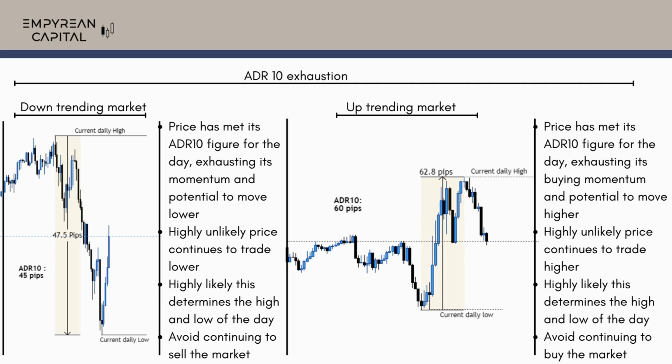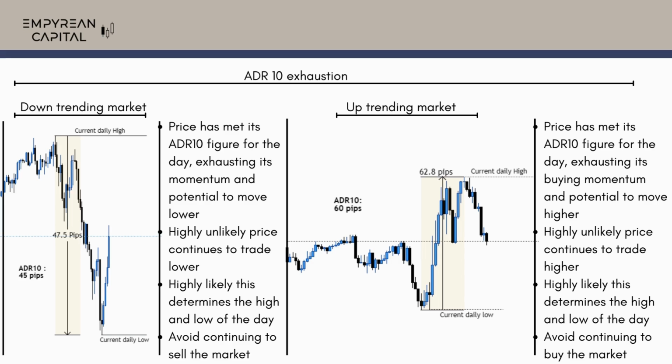Now let's have a look at an example of the ADR10 exhaustion in downtrending and uptrending markets. So in a downtrending market, we can see that the ADR10 figure is 45 pips. What this means is that on average over the last 10 days, price has moved 45 pips from the highest point of the day to the lowest point of the day. So what we expect is that price will also move 45 pips from the high to the low, right? And currently price has moved 47.5 pips. That is the distance from the highest point of the day to the lowest point of the day.